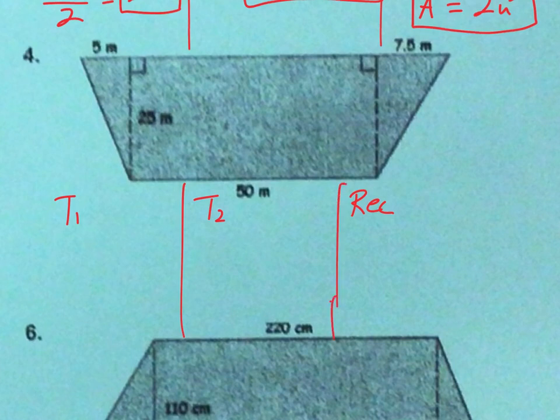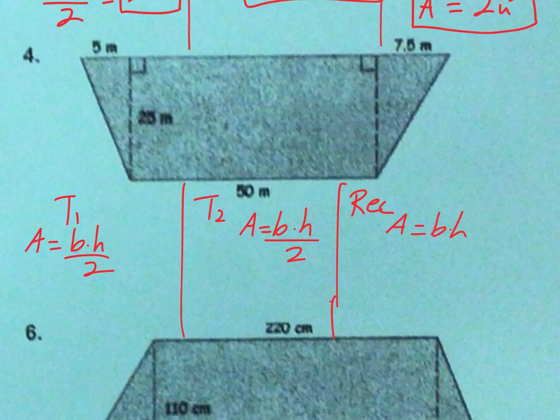So triangle 1, what do we know? We're going to be using area equals base times height divided by 2. This one we're going to be using area equals base times height divided by 2. And this one we're going to be using area equals base times height. Okay, triangle 1, what do we know? We know the base is 5. So area equals 5. My height is 25, I believe. And we're going to divide it by 2.